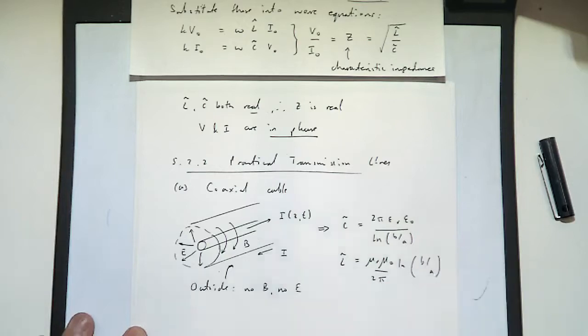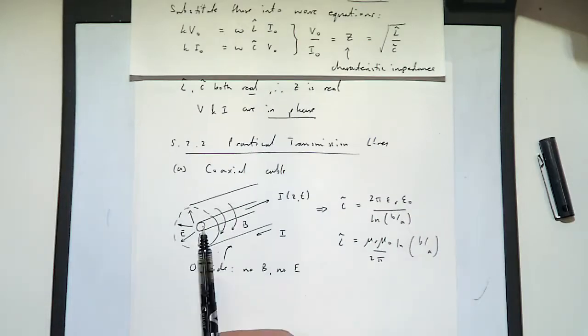The important thing here is A is the radius of the outer edge of the central conductor and B is the radius of the sheath. You can see that by doing an integration of 1 over r, this is where the logs come from. But the example sheet will go through that in detail. So do that example sheet, of course.